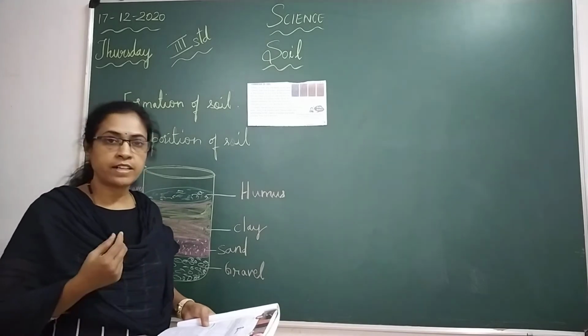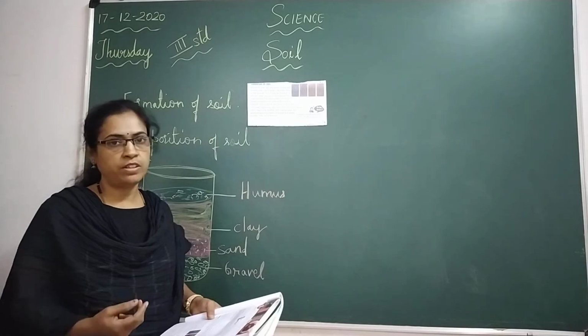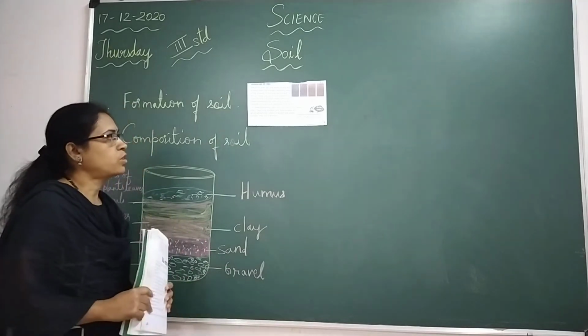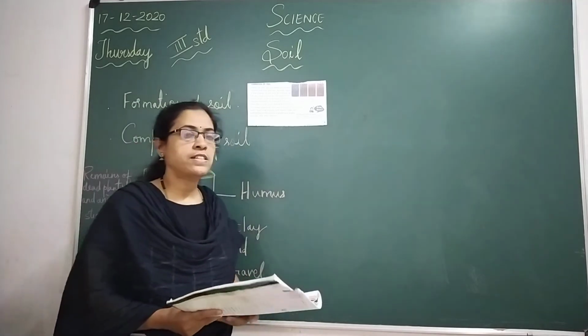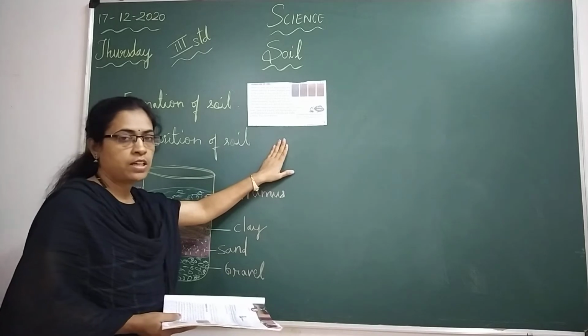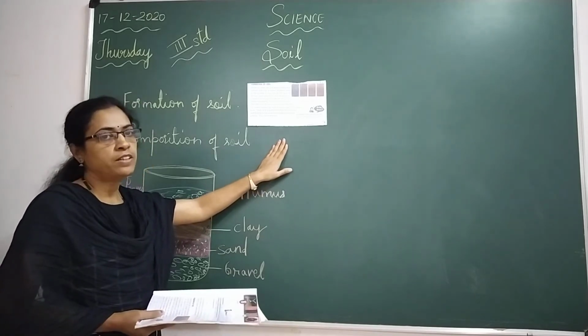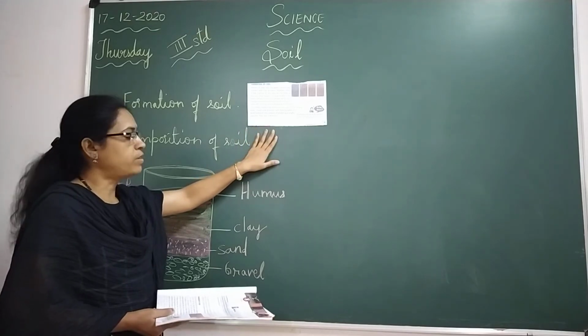So before that, the texture and the color of the soil is different in different regions of the world. And let us learn how soil is formed. Millions of years ago, the surface of the earth was covered with big boulders.